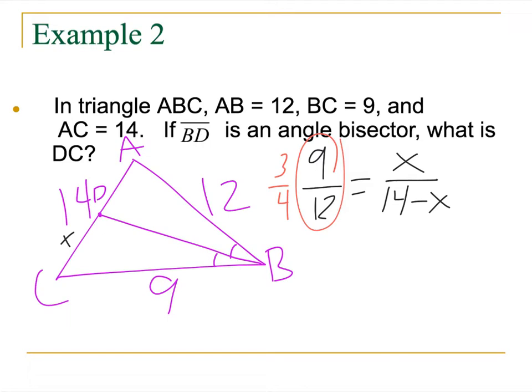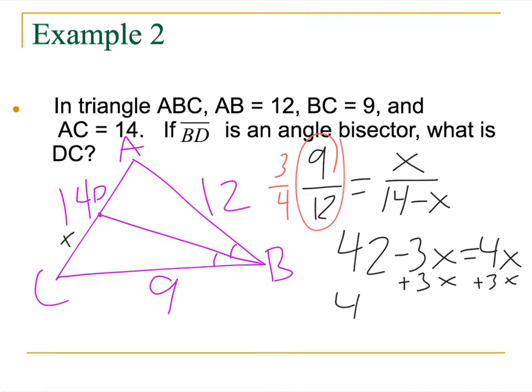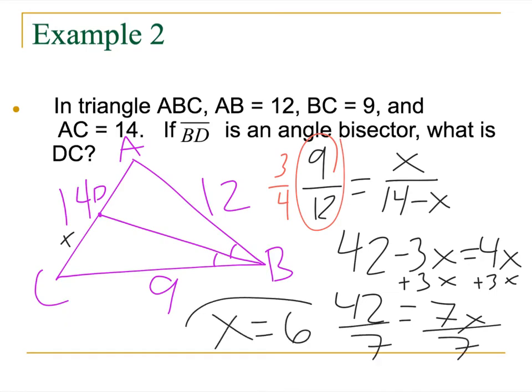I can cross multiply the 14 minus X. That would give me 14 times 3, which is 42, minus 3X is equal to 4 times X, which is 4X. I would add the 3X. 42 equals 7X. Divide by 7. I know that X is 6. Woo! That was pretty cool. That was awesome. And I set X as DC, so that is indeed my final answer.